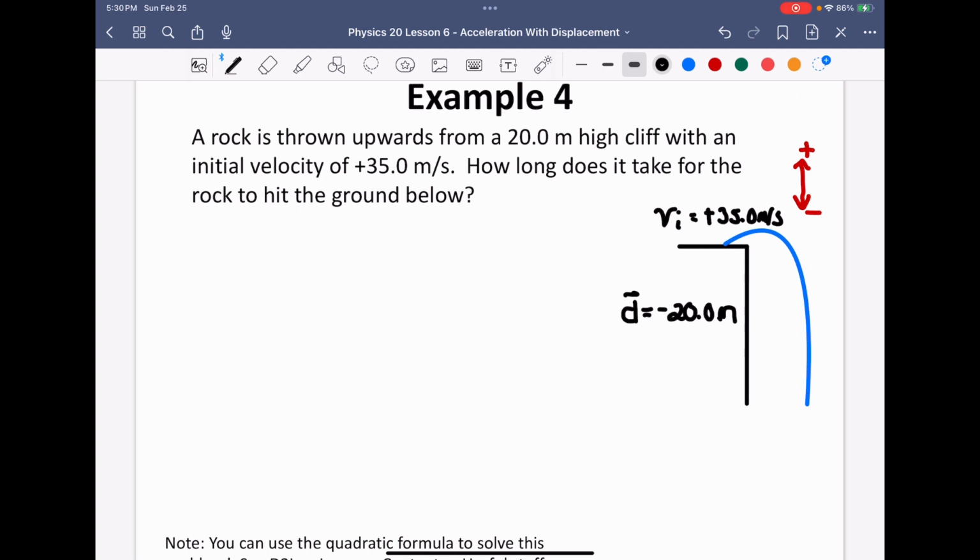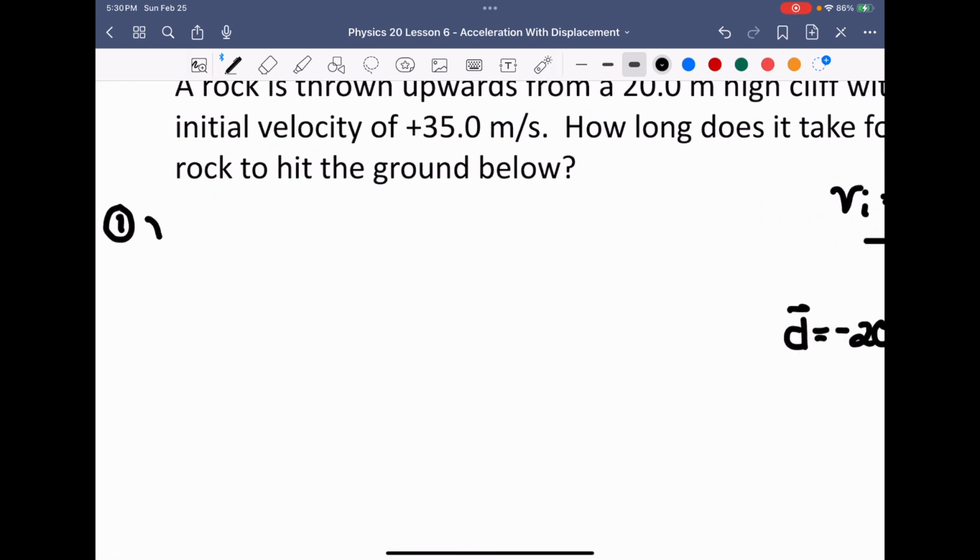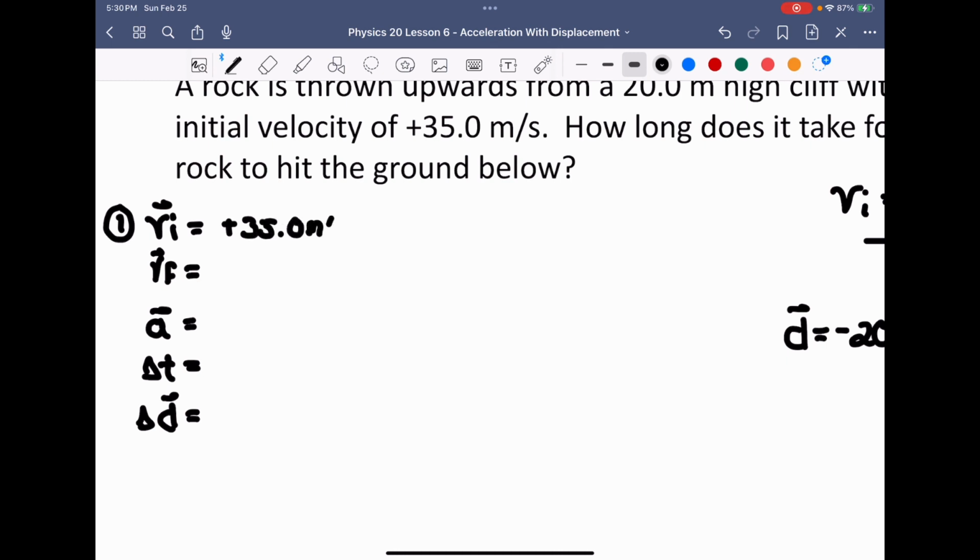Okay, now what I want us to do is list out the variables. So for part number 1, I'm going to create my list: VI, VF, making sure the deltas are there. I've got acceleration, change in time, and my change in displacement. Perfect. And now I'm just going to put in all the values that I have. So thus far, I have the positive 35 meters per second, which is being thrown into the air off the cliff, or in the upwards direction. I then have my displacement, which was equal to negative 20.0 meters.